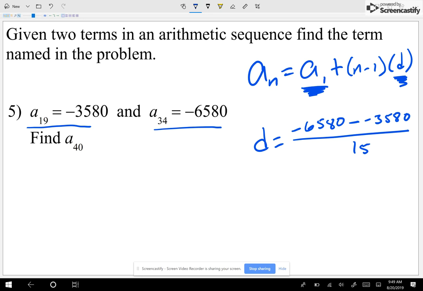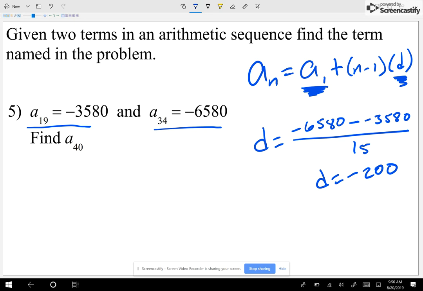Negative 200, yes. So our difference is negative 200. Each time we're going to subtract 200. At least I got the difference from the formula. Now I need to find my first term. I know the 19th term. I know the 34th term. I don't know the first term. Because remember, I need to find out the first term.